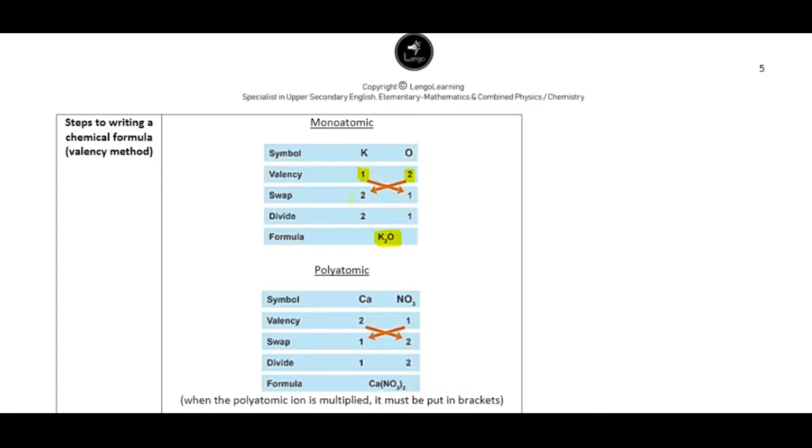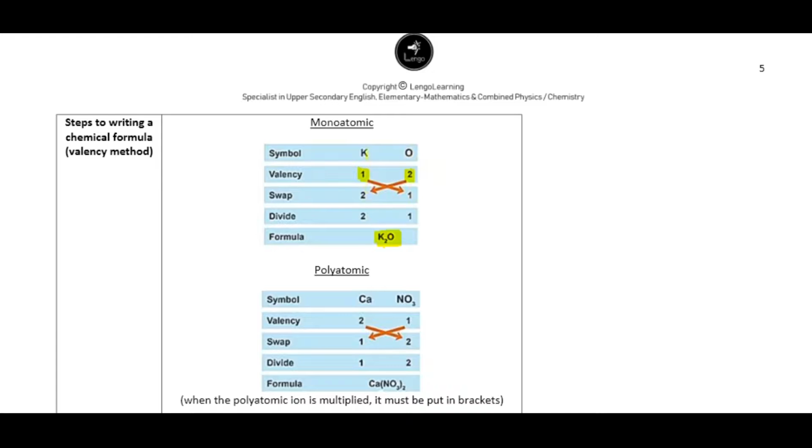So after you swap it, that will actually give you the ratio of the atoms, the number of atoms within the compound. Because here, after you swap the valency numbers, K will have 2, O will have 1.